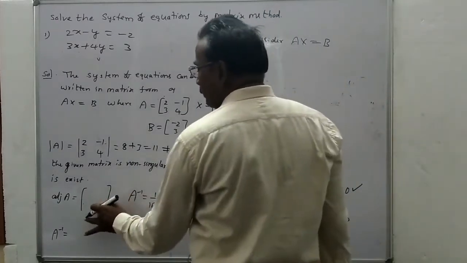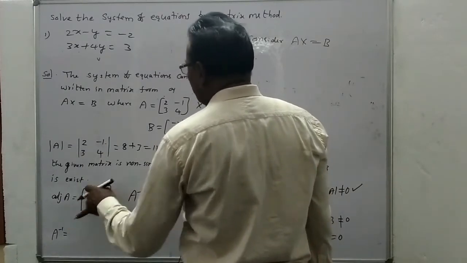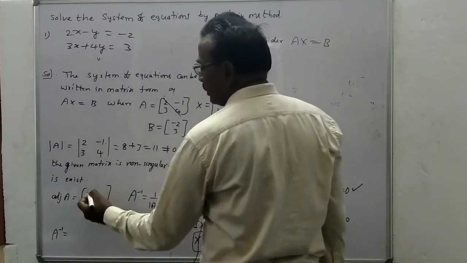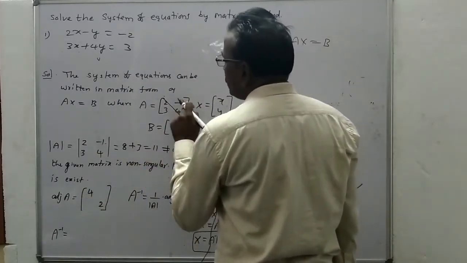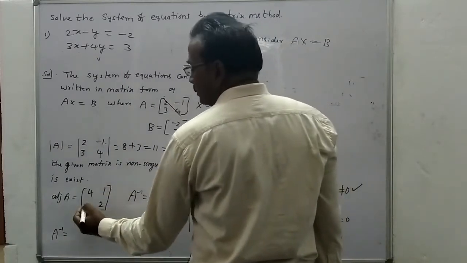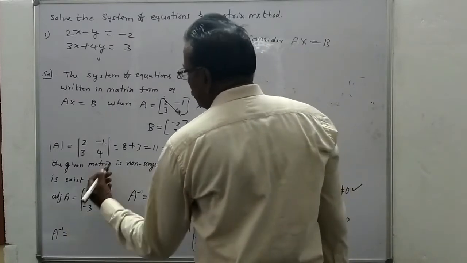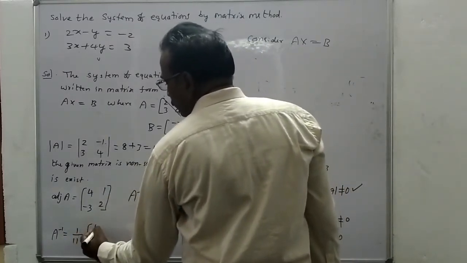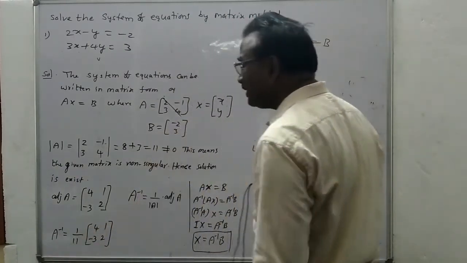What is adjoint A? The adjoint of a second order square matrix is obtained by interchanging the principal diagonal elements. Just interchange the principal diagonal elements 4, 2 and change the sign of the other elements. Here minus 1 becomes plus 1 and plus 3 becomes minus 3. Next, find A inverse. A inverse is equal to 1 by determinant of A, 1 by 11 into adjoint A: 4, 1, minus 3, 2. So this is A inverse.